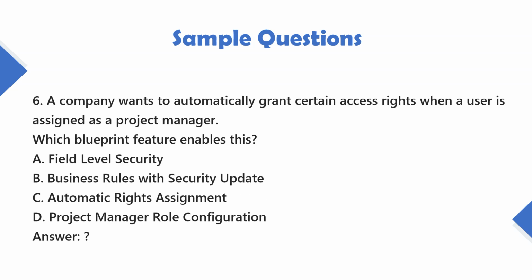6. A company wants to automatically grant certain access rights when a user is assigned as a project manager. Which blueprint feature enables this? A. Field level security. B. Business rules with security update. C. Automatic rights assignment. D. Project manager role configuration.